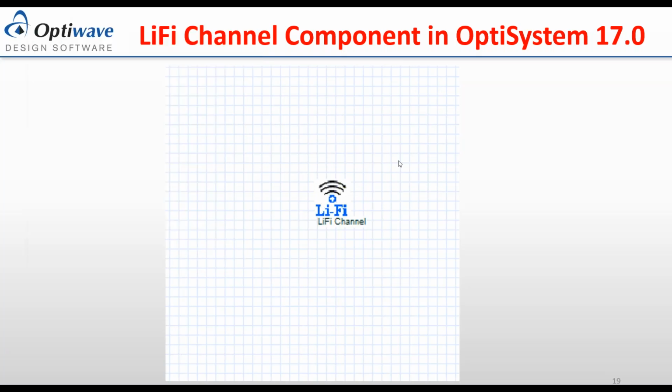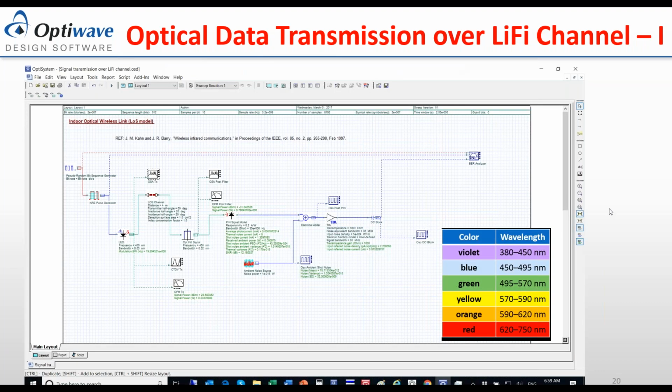Okay, so now in this part, we're going to also demonstrate to you the data transmission over a LiFi channel. What we did in the first part was characterize the LiFi channel: power distribution, frequency response, impulse response, and bit error rate. In this example, we use the line of sight channel model in OptiSystem, which is a component ready in 16.0. It's already there.